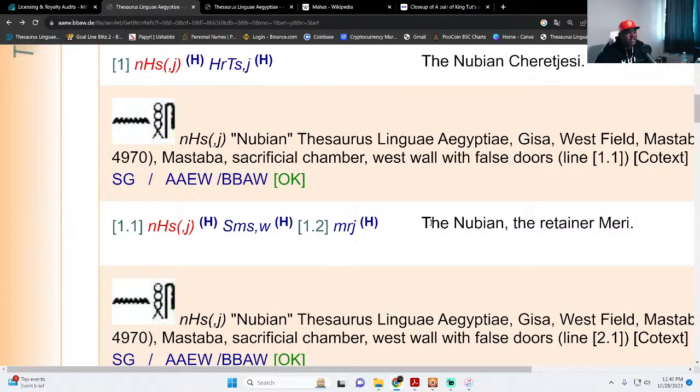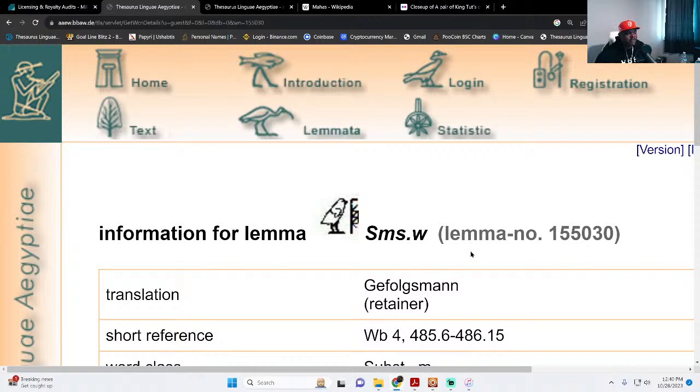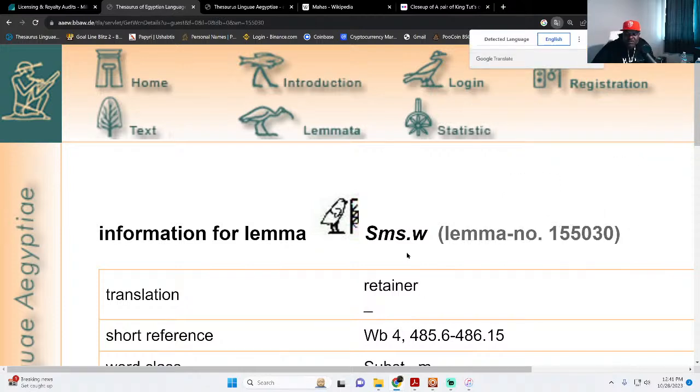Now they're going to say the Nubian, the retainer of Mary. This retainer is not right. Shimsu means a follower. They're going to still say retainer, but let me click through and show you. A Shimsu is a follower like the Shimsu whore. Y'all ever heard of the Shimsu whore? These were the people we know as the followers of Horus. The Shimsu whore, Shimsu Heru.